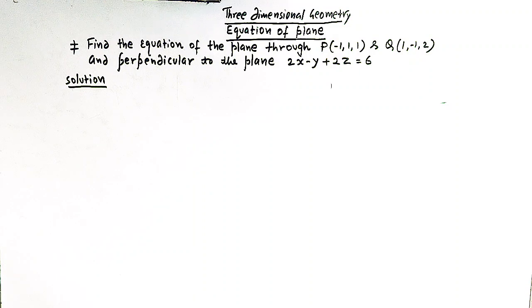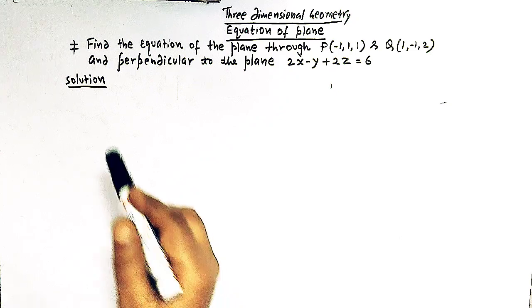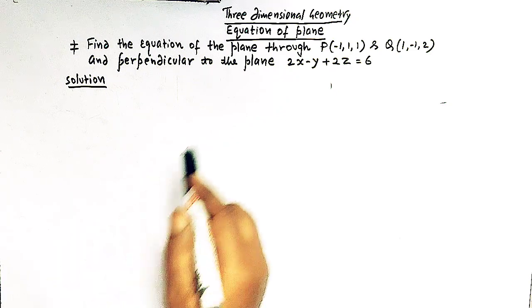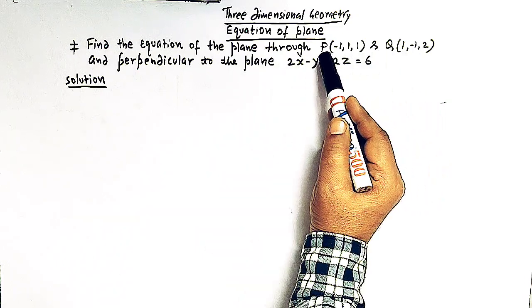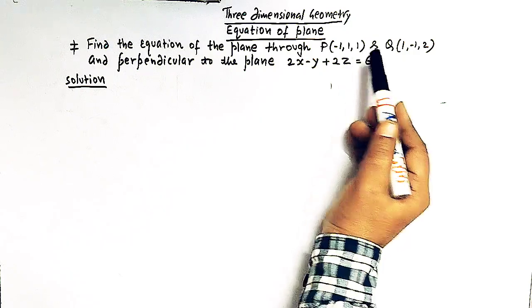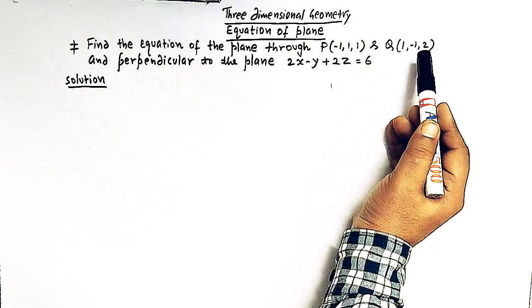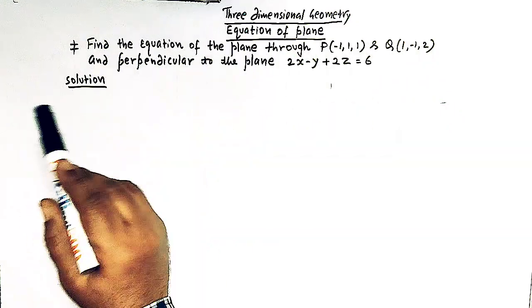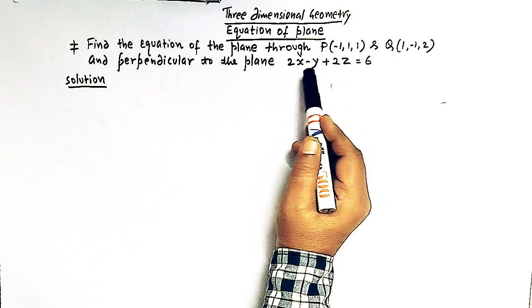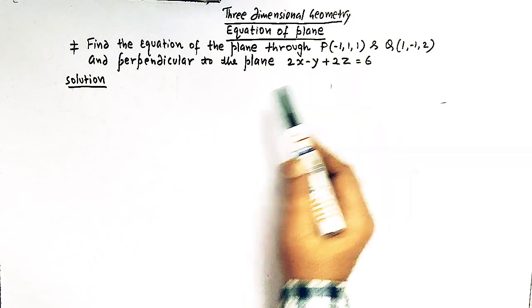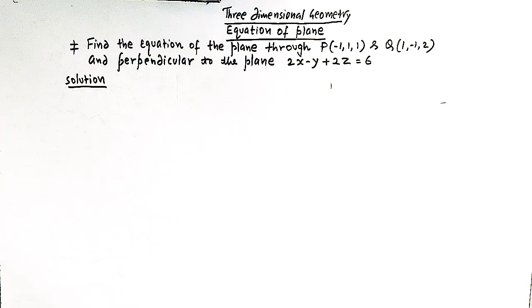Hello, viewers. In today's session, we are going to discuss a very important and conceptual problem from three-dimensional geometry. Here we have to find the equation of the plane which passes through these two given points, the point P (-1, 1, 1) and the point Q (1, -1, 2), and the plane is perpendicular to this given plane whose equation is 2x - y + 2z = 6, right?